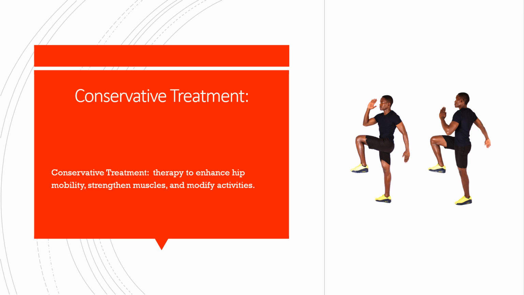Prevention of FAI, these are things that we need to keep in mind when we're treating somebody with this condition. While FAI can be influenced by anatomical factors that are not preventable, athletes can take steps to reduce their risk. They can engage in proper warm-ups and cool downs, employ correct techniques during sport and exercise, and maintain balanced hip flexibility and strength.